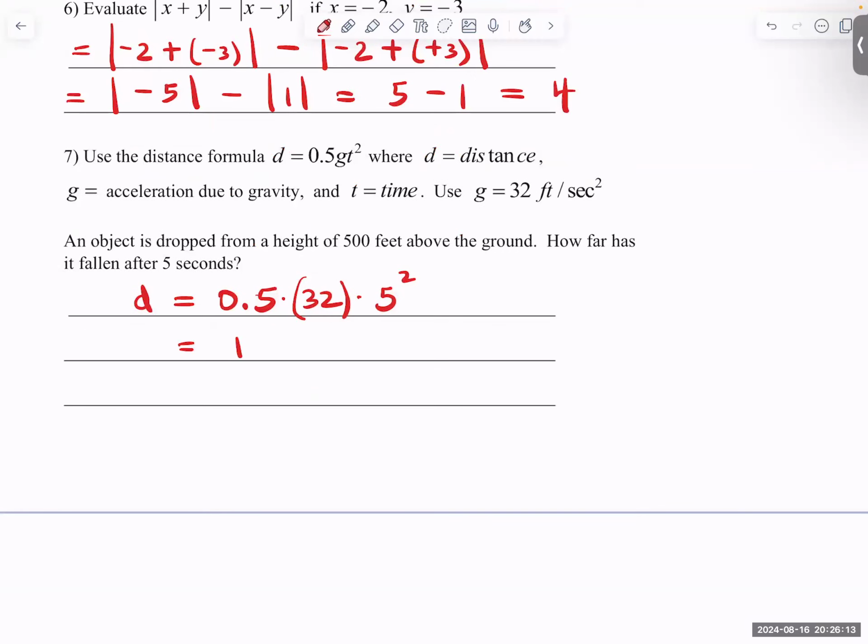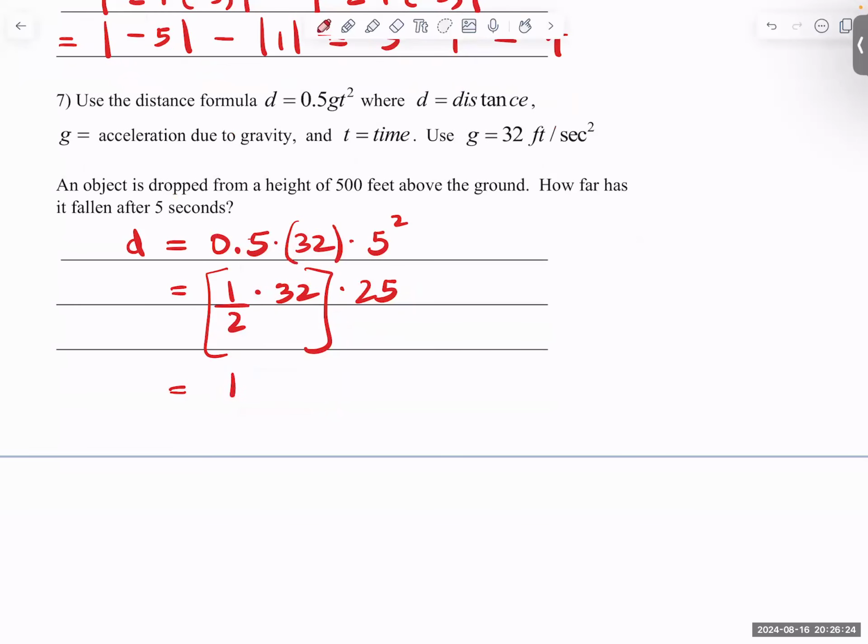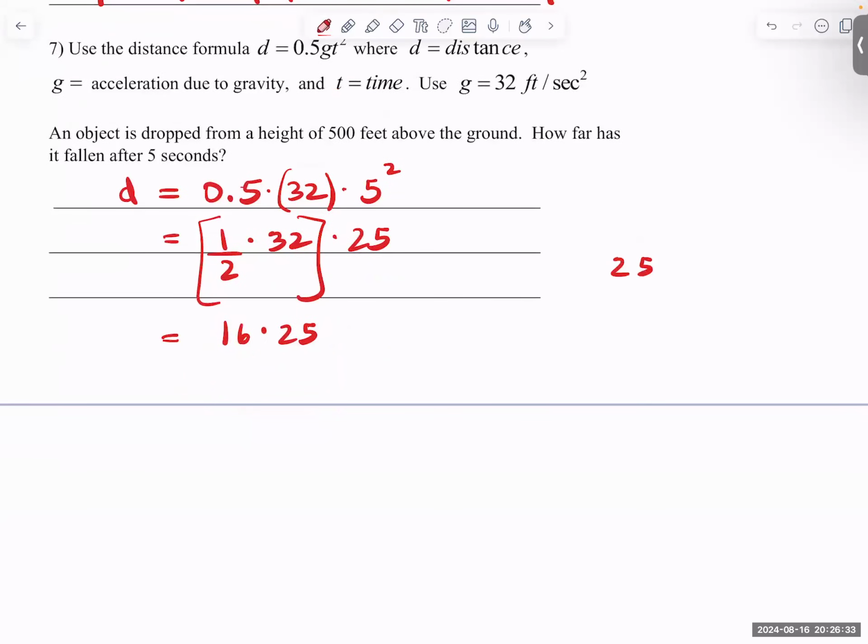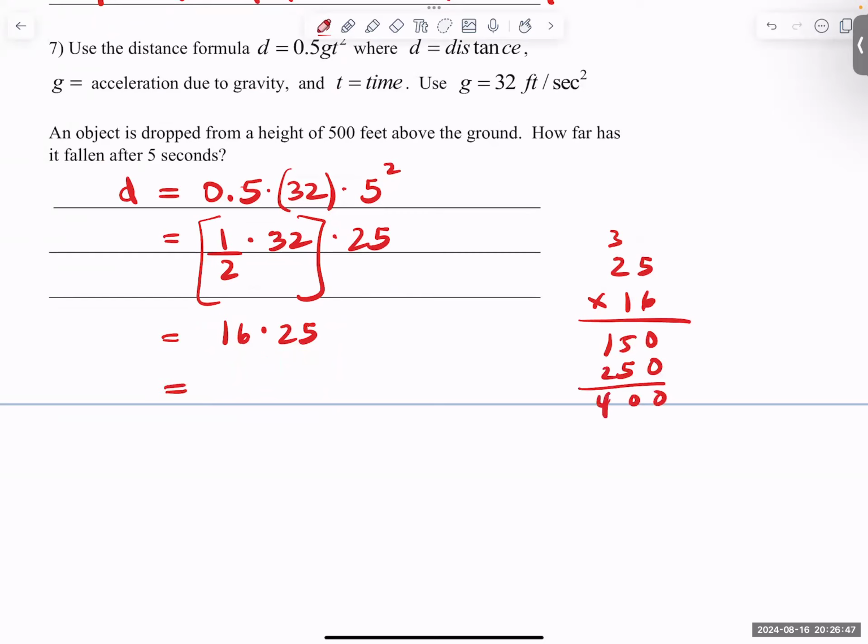So 0.5, or 1/2 of 32. We group those factors, that'll be 16 times 25. So divide and cancel, 2 into 32 is 16, times 25. And then you can use a calculator to check your arithmetic. And units are always important. So the distance fallen is 400, and distance in this case is measured in feet.